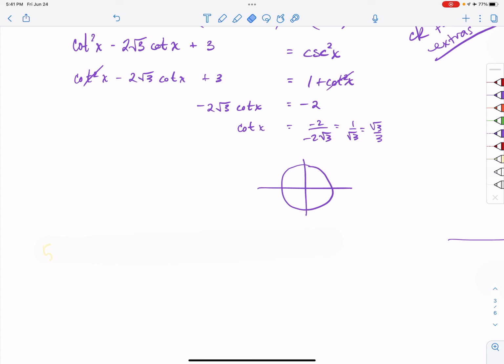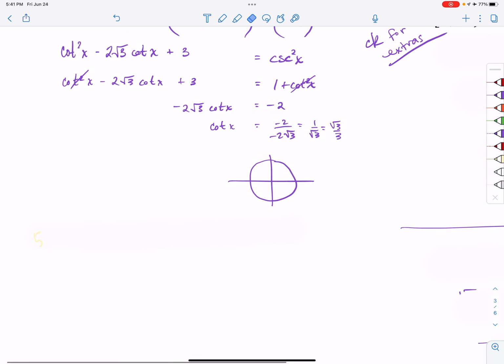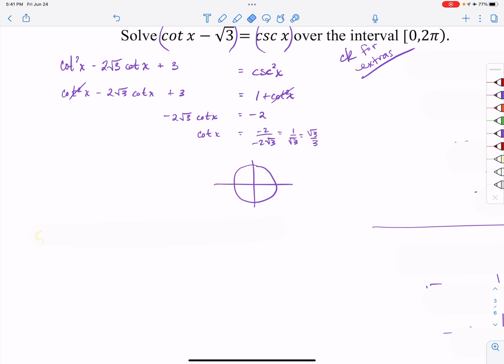And so this is going to turn into root 3 over 3. Okay, so then we go to the unit circle and we ask ourselves, where is cotangent equal to root 3 over 3? Well, the first thing that my brain says is that cotangent is positive in quadrants 1 and 3. Notice in our instructions, we are dealing in radians, so keep your thoughts on that. And so where then in quadrants 1 and 3 does cotangent equal root 3 over 3?